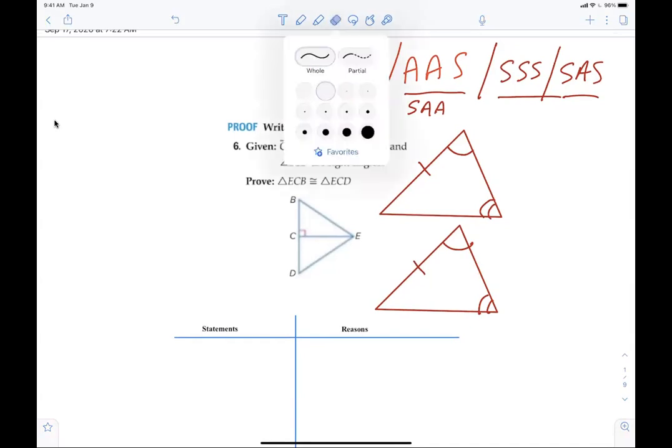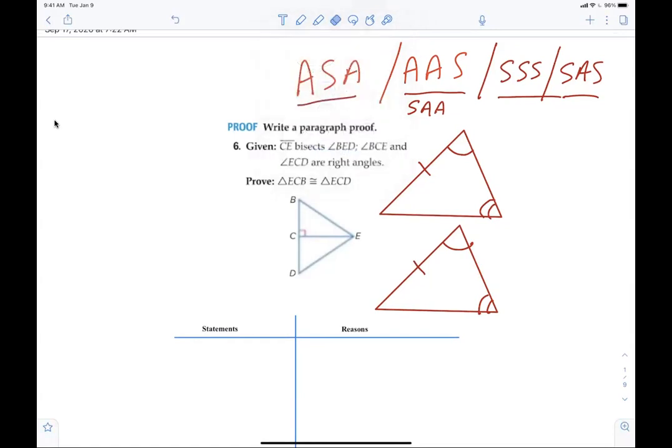Now, if I wrote it like this, would the triangles be congruent? No, they're not. Why is that? Because it goes from 1 tick mark to 1 tick mark to 2 tick marks. This one goes from 1 to 2 to 1. They are different. Does everybody understand what I'm saying? You have to be careful when you mark your figure.